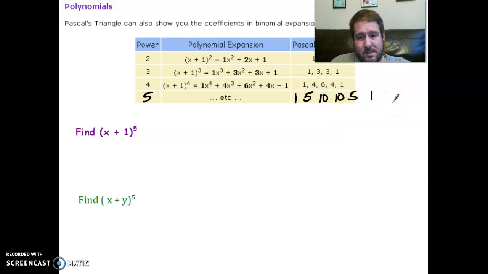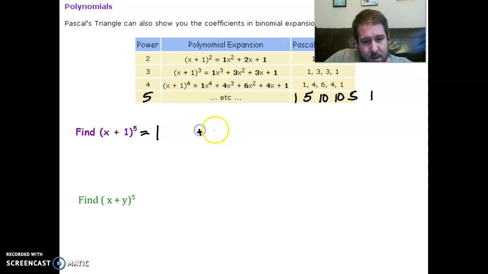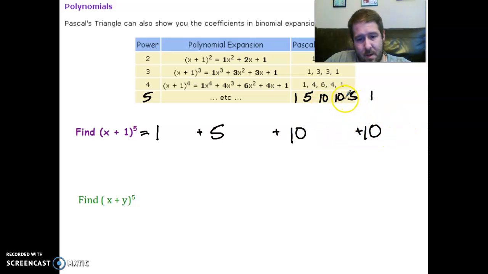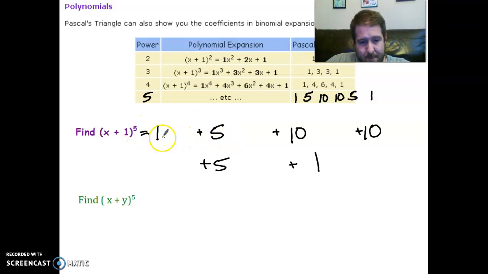So there's my coefficients. I'm going to try to do this an easier way, and not do all that work I just did on the last screen. So the answer is going to be: 1 is the coefficient of the first term, plus 5 is the coefficient of the second term, 10 is the coefficient of the third term, 10 is the coefficient of the fourth term, 5 is the coefficient of the fifth term, and 1 is the coefficient of the sixth term. Now, remember, like I said before, if it's the fifth power, it's always going to have one more term than the degree. I probably gave myself way too much space here, but that's fine.